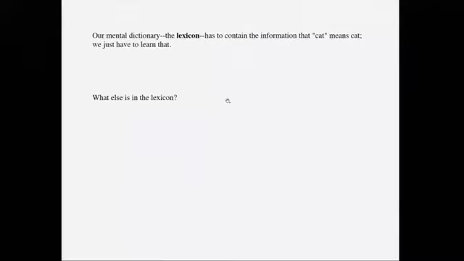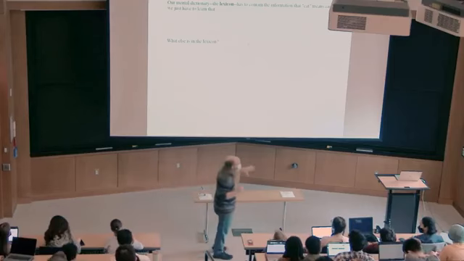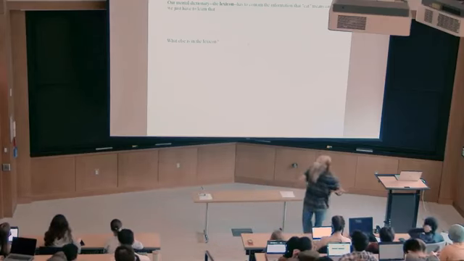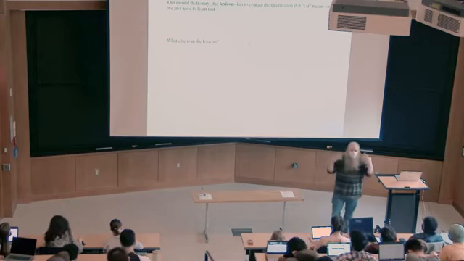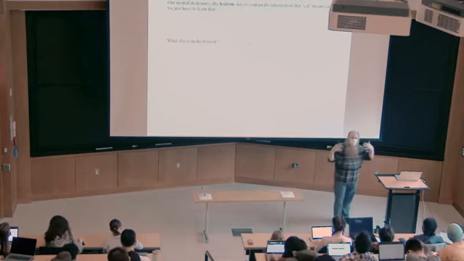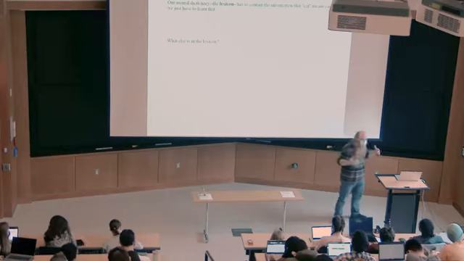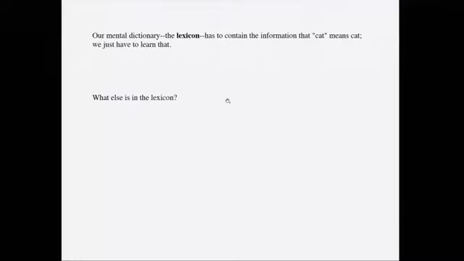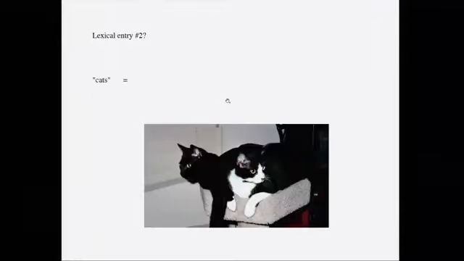So if we're trying to make a list of everything that you know about your native language, if we're talking about English, one of the things that we've got to list is that the word cat means cat, right? And that's one of the many bits of information that's in your head. It doesn't follow from anything. We've just got to learn that. So now let's think. What else is in your mental lexicon, your little list of everything you know about your language?